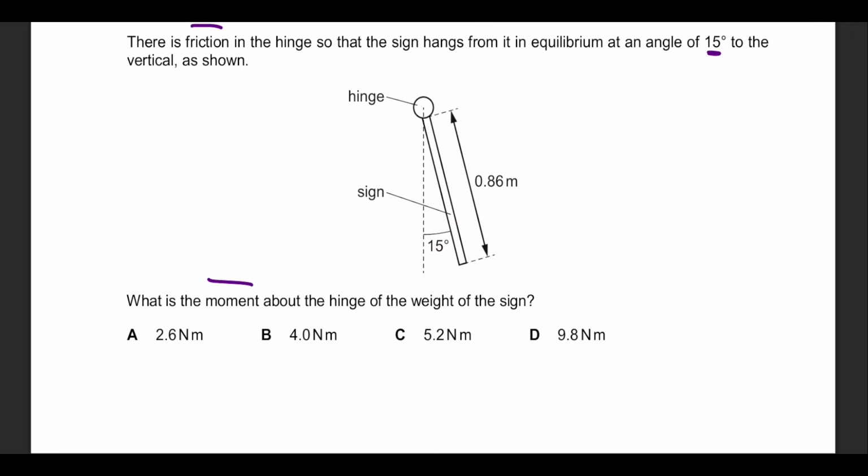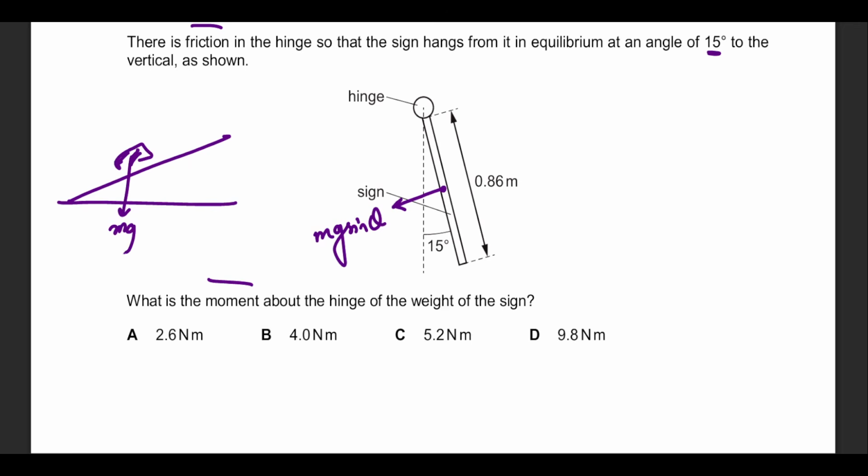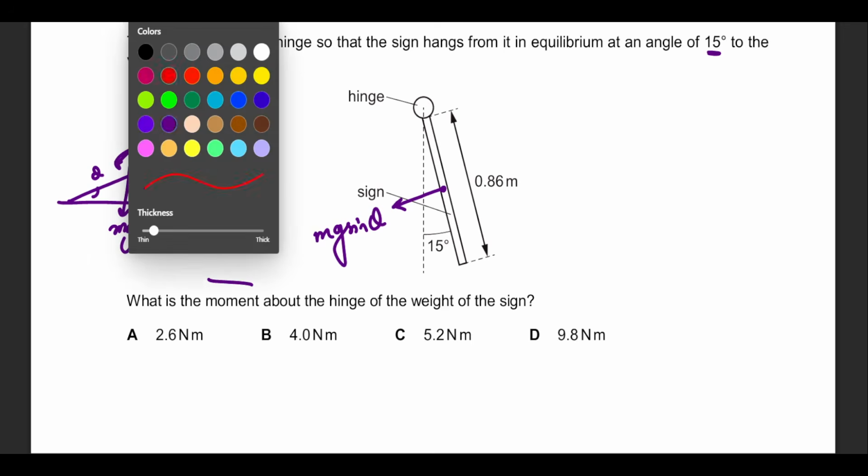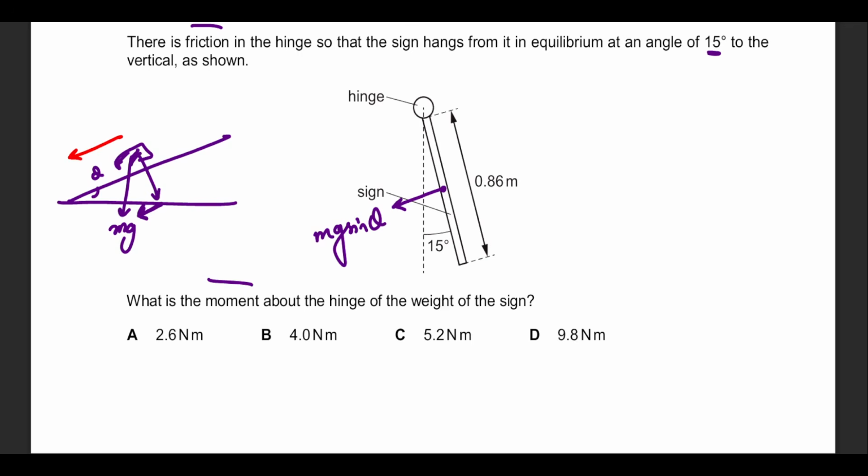So the weight appears to be at the center of the sign, right? And we understand that the only force responsible for bringing it to the mean position is always mg sine theta. This is like the slanting slope question that we so often discuss: this is mg, this is theta, this is cos theta, this is sine theta. This is the component responsible for bringing it back to the mean position, or taking it away from the starting point. So mg sine theta is the moment force.